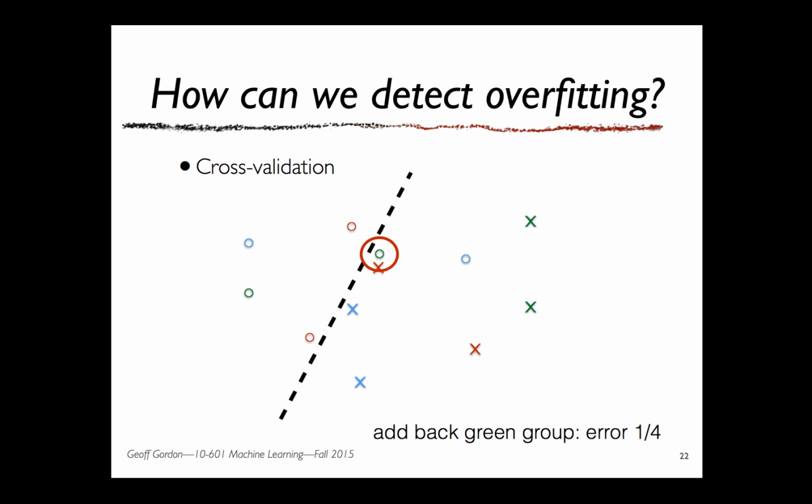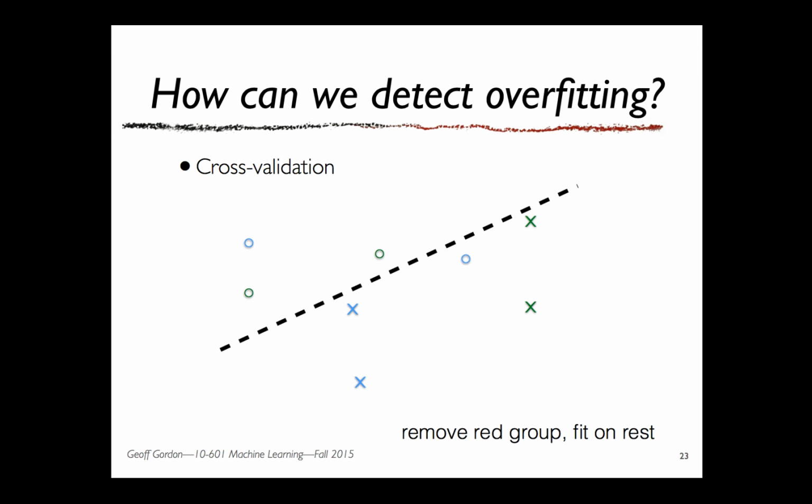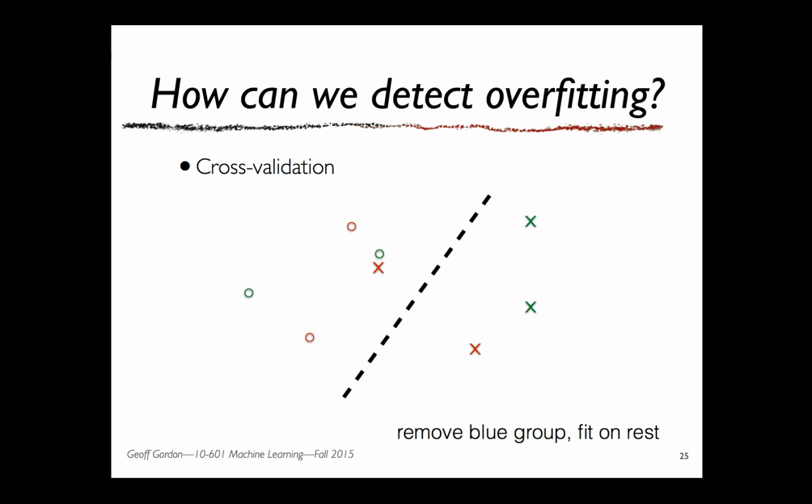Then we put back in the green group, and you see we have an error on 1 out of 4 of the green ones. Then we remove the red group, so this is all of them, and we just keep the blue and green and fit on those. We put back in the red group, and looks like there are 2 errors on that. So that's 2 out of 4 in the red group. And then if we remove the blue group, right, we fit on that, and we put back in the blue group, and there are 2 errors on that.